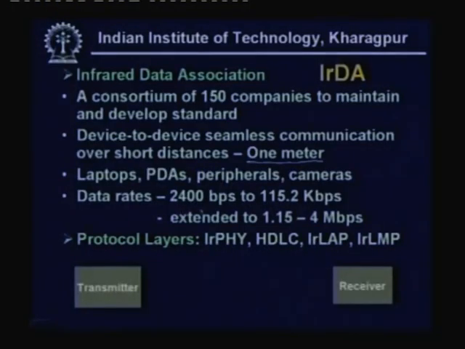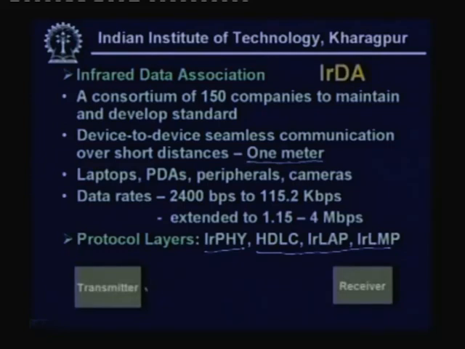Initially it was 2400 bits per second to 115.2 kilobits per second, and it has now been extended to 1.15 to 4 megabits per second. And a layered protocol has been developed. Here is the physical layer IR-PHY, and this is the data link layer having three components: HDLC, IR-LAP, and IR-LMP. This layered protocol architecture has been developed by the IRDA, Infrared Data Association.